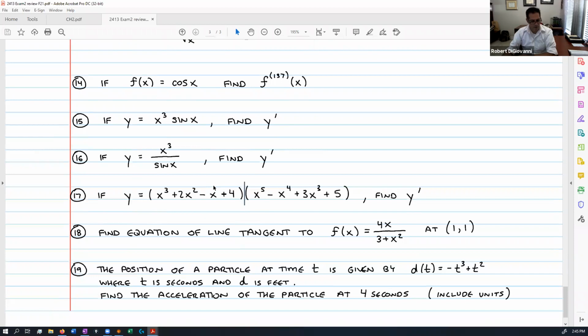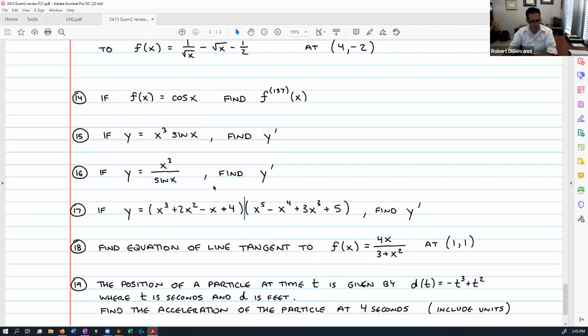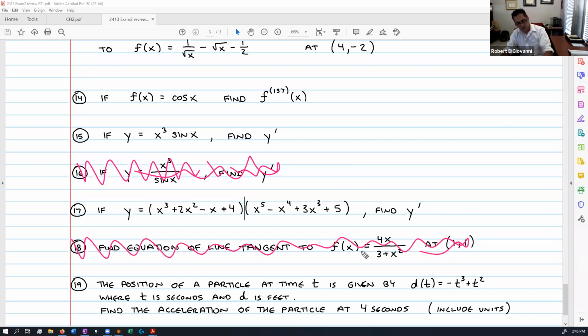Why did I give you number 16? Scratch 16. We did not do the quotient rule. We have not done this. We don't know how to do quotients yet. Actually, you can scratch that one and this one. So 16 and 18, take off the table here.